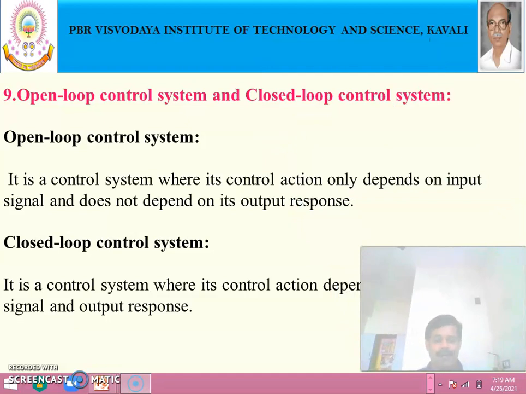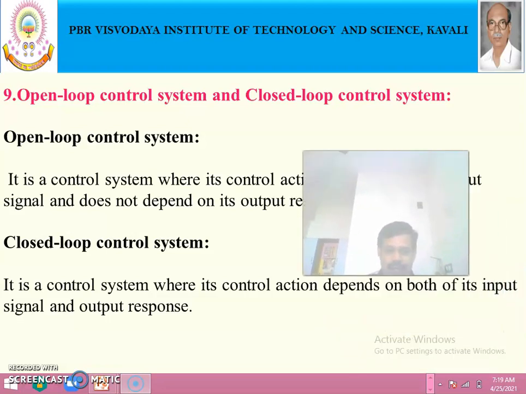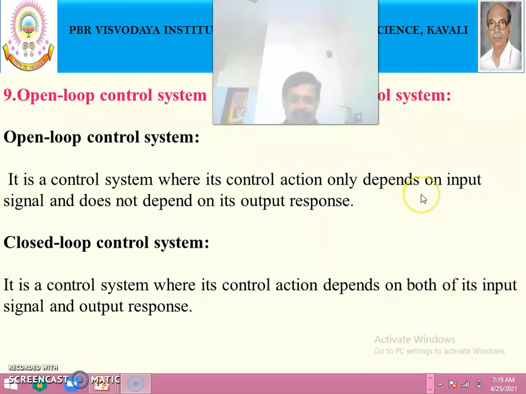So the next classification is very important: open loop control system and closed loop control system. An open loop control system is a control system where its control action only depends upon the input signal and does not depend on the output response. Another important thing, in an open loop control system there is no feedback. A closed loop control system is a control system where its control action depends upon both its input signal and output response. In a closed loop control system you have feedback.